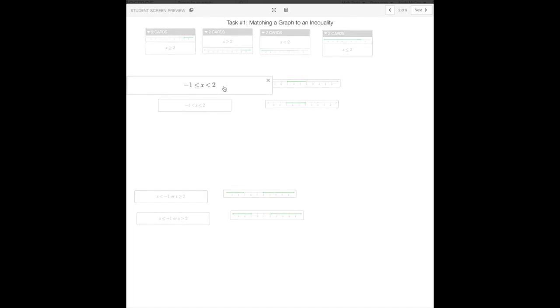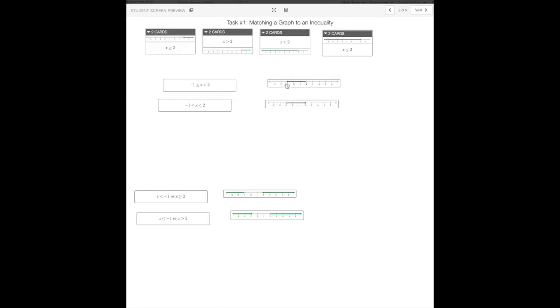Well, the difference is, where do I have an open circle and where do I have a closed circle? Okay, -1 is less than or equal to x. I already can tell that I will have the closed circle on the -1 because of that symbol right here. And less than 2, meaning that 2 you cannot be equal to. You can be equal to -1, but you cannot be equal to 2. So closed circle here, open circle here. So it is this one.